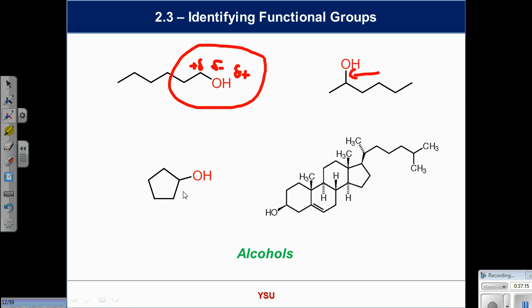Where do they show up? Simple example from the lab, cyclopentanol, and obviously a more complex example from nature, cholesterol. Okay? We haven't talked about the names yet, but the ol at the end of cholesterol tells you it's an alcohol. It's kind of how the names come about. So alcohols must have an OH group.